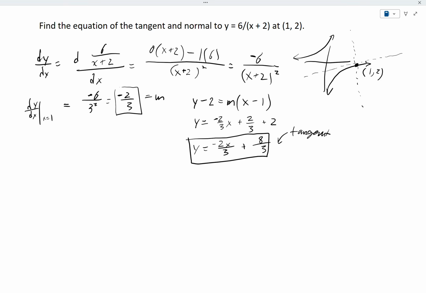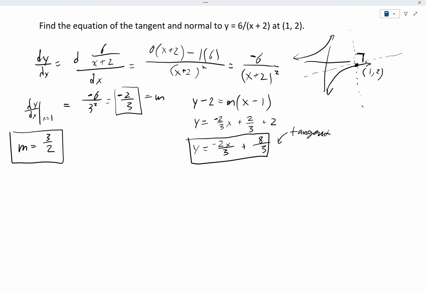So how do I find the equation of the normal? Well, I know that the normal is perpendicular to the tangent, and it also goes through that point, (1, 2). If it's perpendicular to the tangent, we know it has the opposite reciprocal slope of the tangent. In other words, I flip the sign and flip the fraction. So the sign becomes positive, and the fraction becomes 3 over 2. So m is going to be equal to 3 over 2.